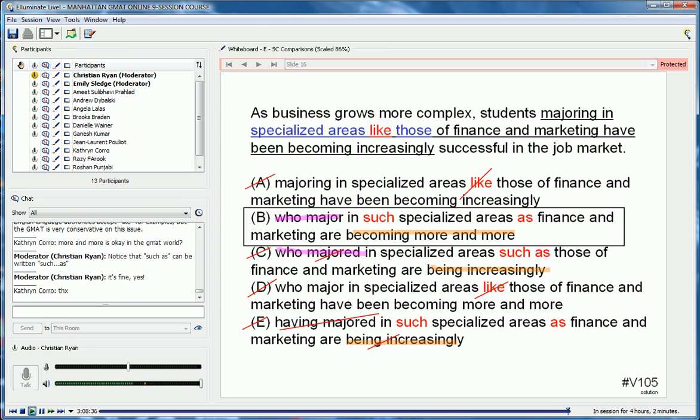Next week we're going to spend some time talking about preparing for the GMAT from here on out. So be ready with your questions on process, et cetera, and see you in a week.